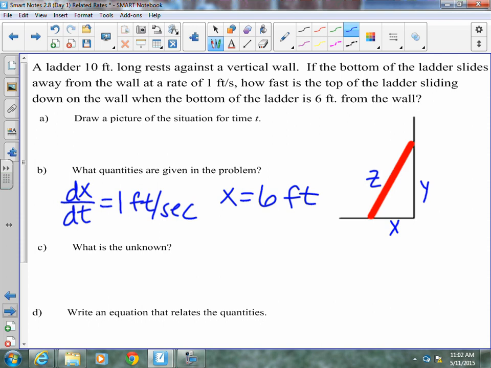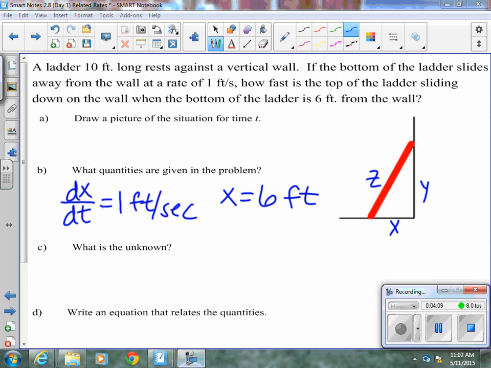Now, the last thing we know is that z is 10. And you might want to make a note that the length of the ladder isn't changing. So, it's going to stay the same all the time. It says, what's the unknown? We're trying to find how fast is the top of the ladder sliding down on the wall when the bottom of the ladder is 6 feet from the wall.